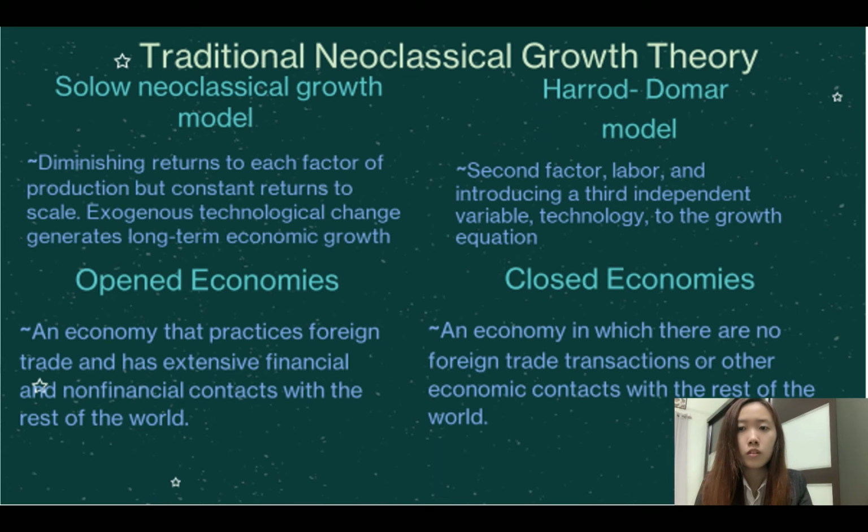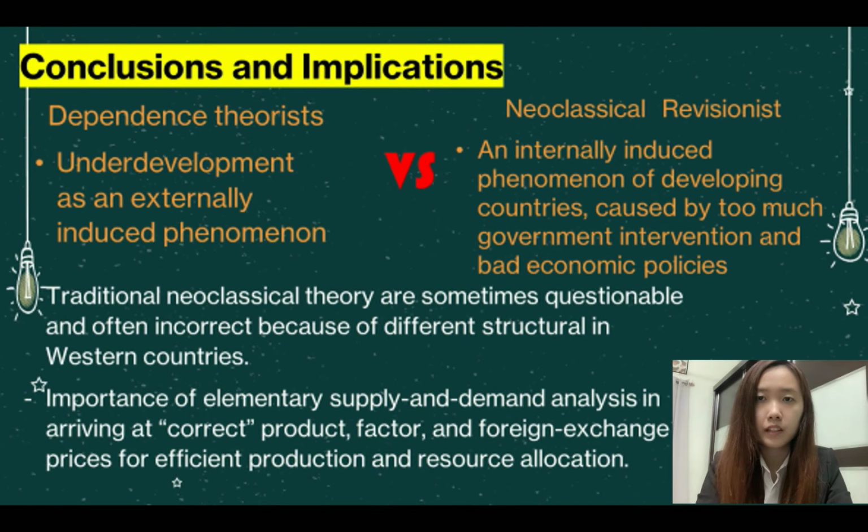In this subtopic, we'll also talk about open economies and closed economies. An open economy is an economy that engages in foreign trade and has extensive financial and non-financial contacts with the rest of the world, while a closed economy is an economy in which there is no foreign trade, transaction, or other economic contact with the rest of the world. Now we will discuss dependence theories and neoclassical revisionists. Dependence theory sees underdevelopment as an externally induced phenomenon, while the neoclassical revisionist view sees it as an internally induced phenomenon of developing countries caused by too much government intervention and bad economic policy.